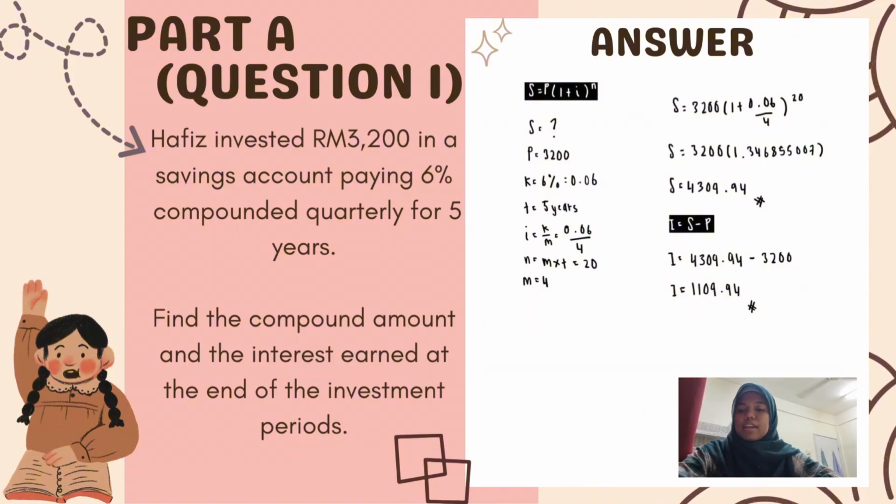So we need to use the formula I equal to S minus P. So we need to find I. S will be 4,309.94 minus P. P will be 3,200. So the answer will be RM 1,109.94. To summarize our findings for Hafiz's investment, the compound amount at the end of 5 years is RM 4,309.94. The total interest earned is RM 1,109.94. And that completes the solution for question 1.